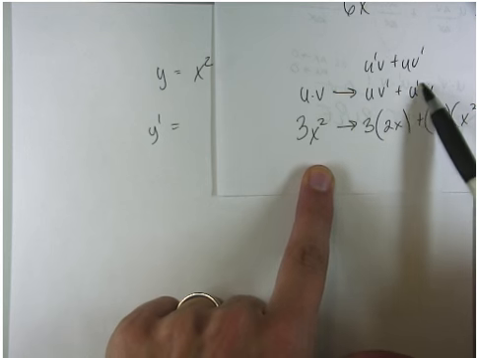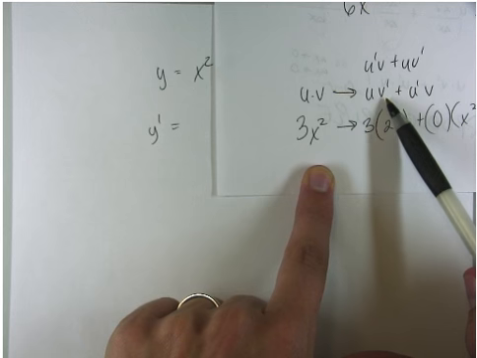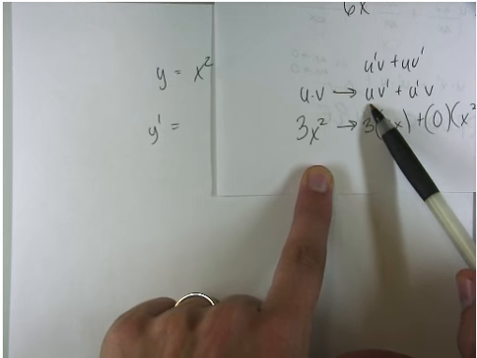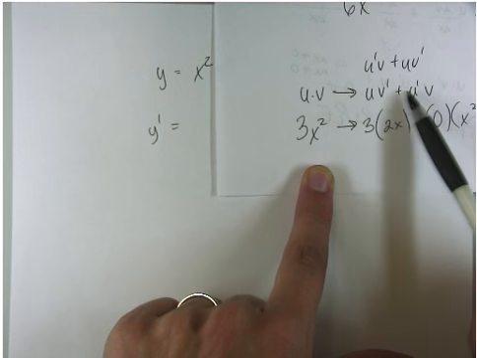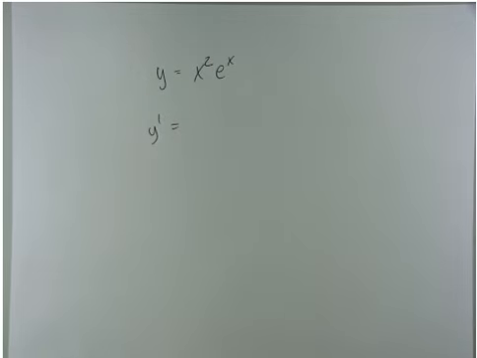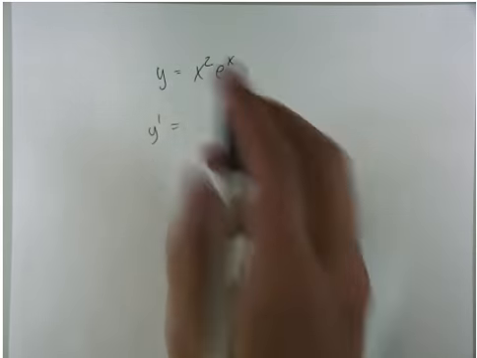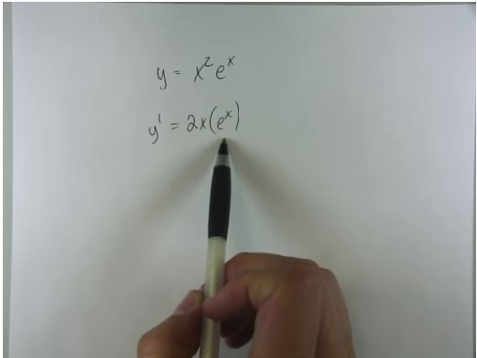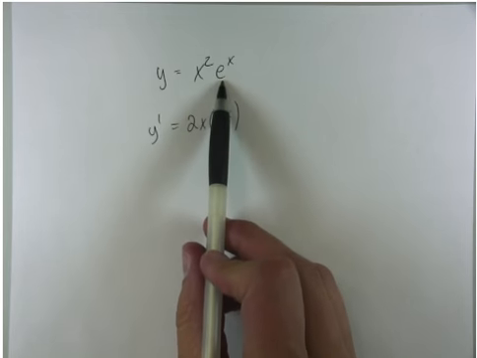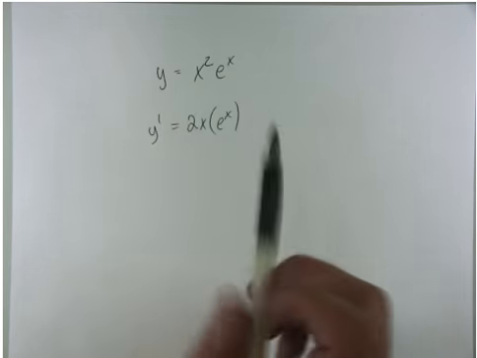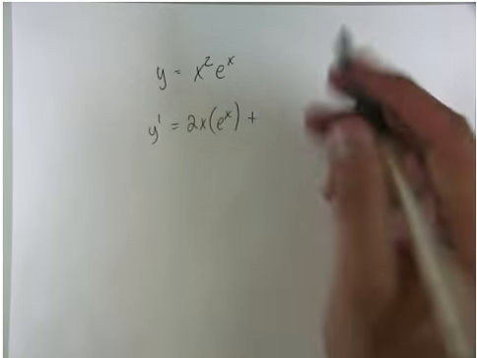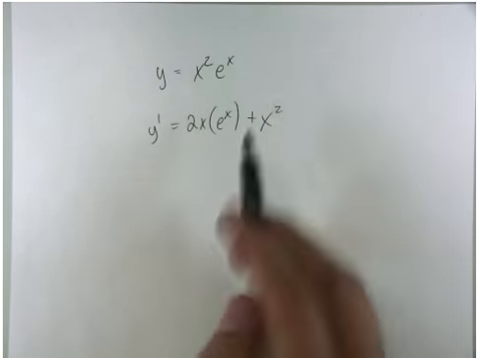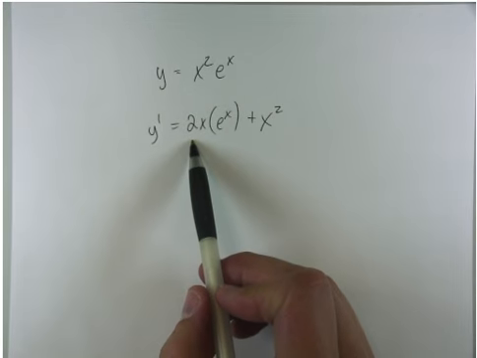But you'll notice that in each of these terms, one of the factors is having its derivative taken, and the other factor is not having its derivative taken. And then you add them up. So the derivative of x squared is 2x. And then e to the x, I'm going to leave alone. This e to the x is the same as this e to the x. And then I will add x squared. It's not its turn. It already had its derivative taken.